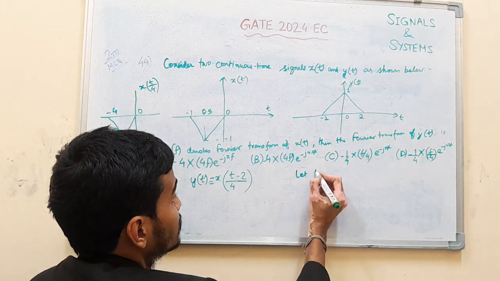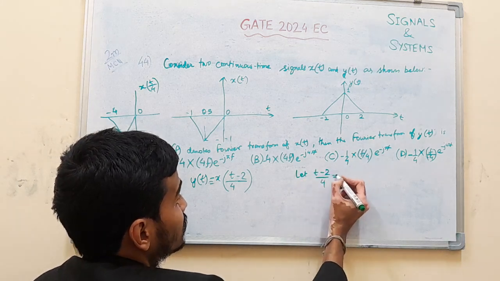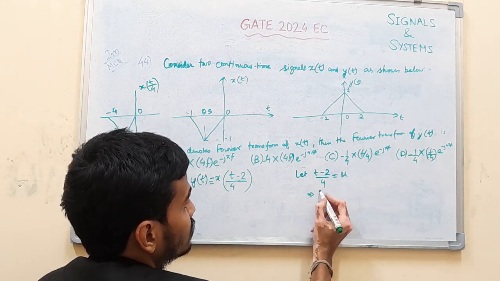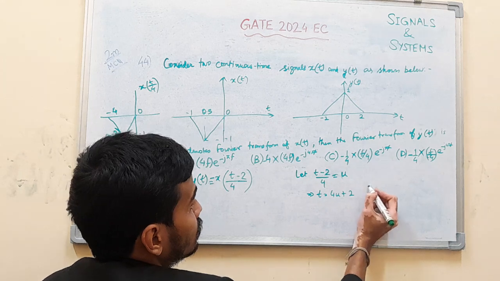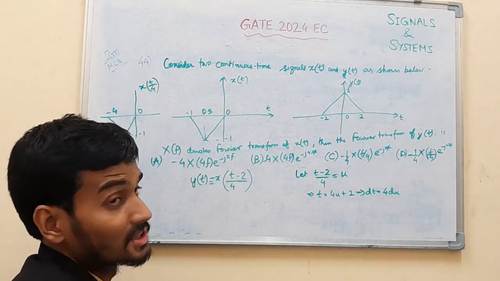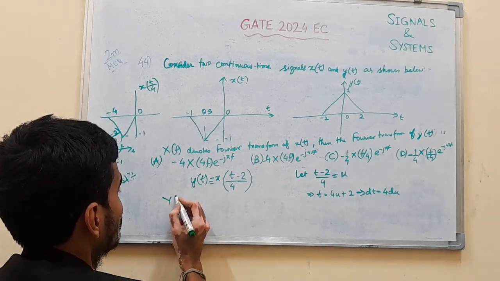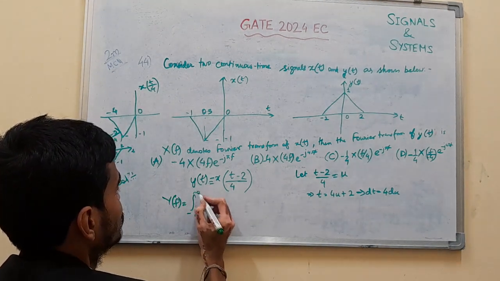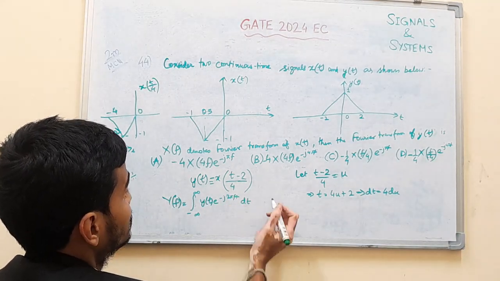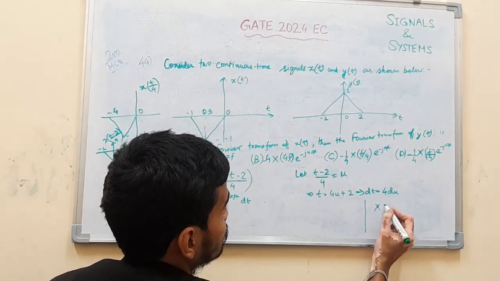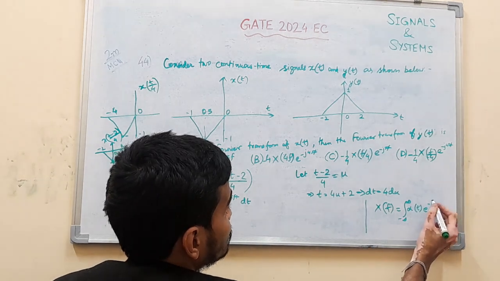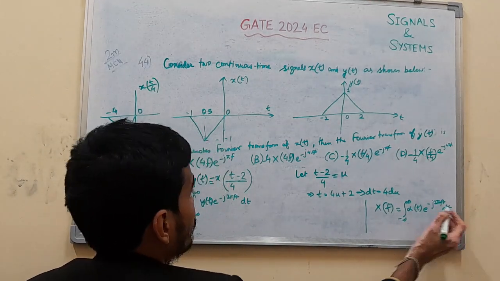Now if we substitute, we take (t minus 2) by 4 as u. So t will be 4u plus 2 and dt will be 4 du. Now let's use this in the standard definition of the Fourier transform, which is y of f equal to the integral from minus infinity to infinity of y of t e to the power minus j 2 pi f t dt. And x of f is basically the integral from minus infinity to infinity of x of t e to the power minus j 2 pi f t dt.